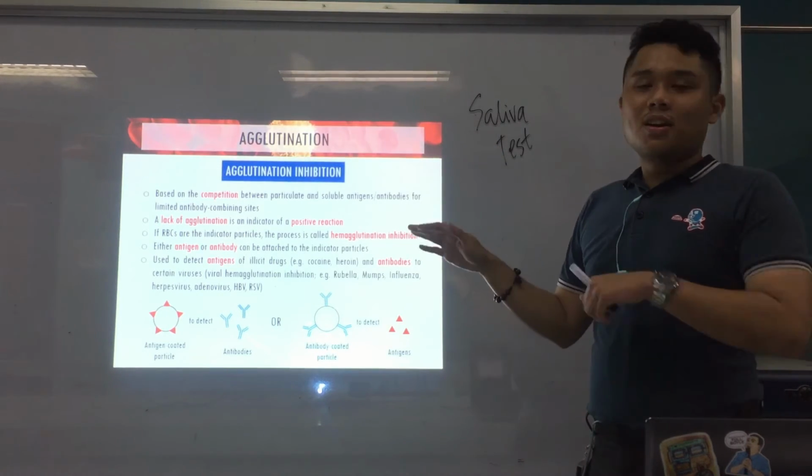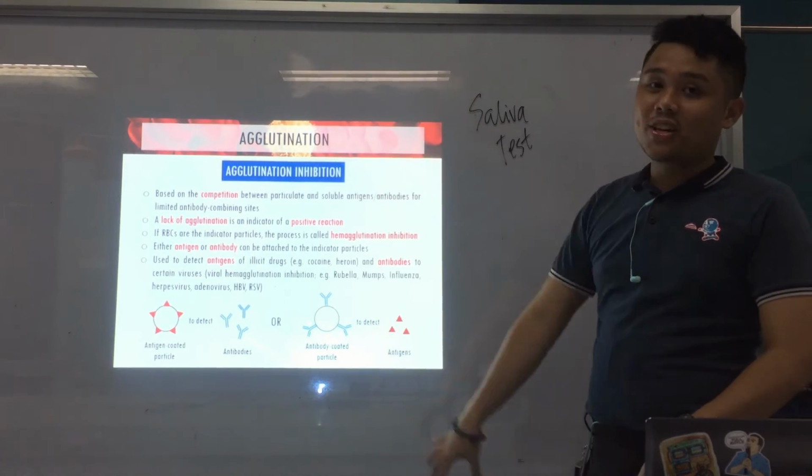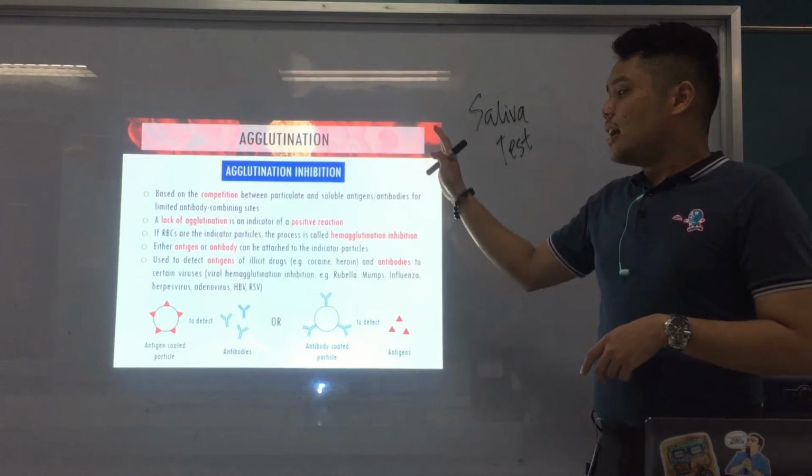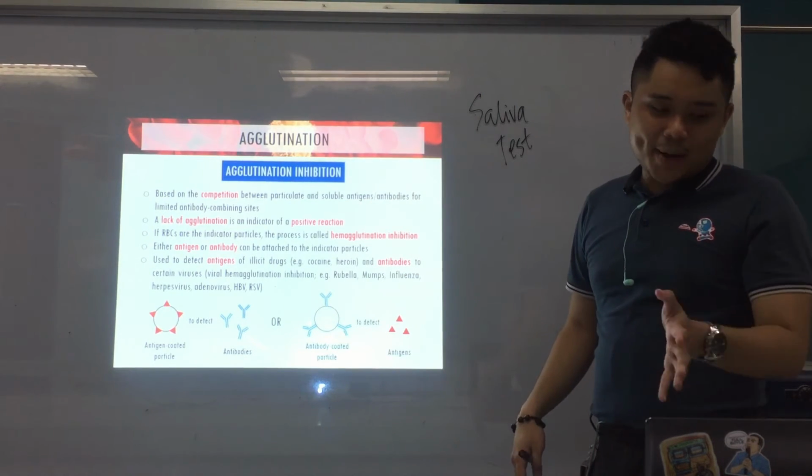All right, so you'll experience that in your blood banking. But the principle is agglutination inhibition. Okay, all right. So we'll now go to the illustration so you can understand why it is named agglutination inhibition.